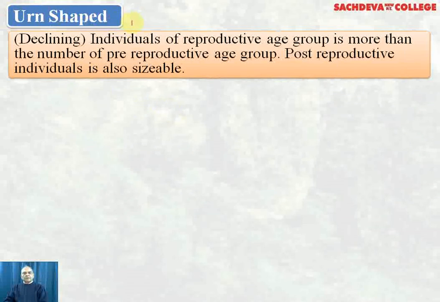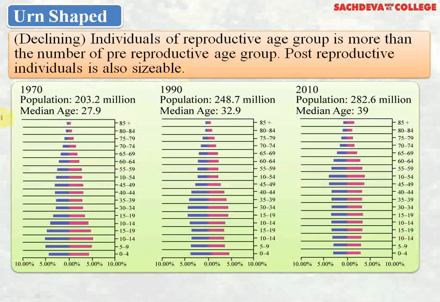Urn-shaped, declining. The number of individuals of the reproductive age group is more than the number of the pre-reproductive age group. Post-reproductive individuals are also considerably sizable. You can see 1970, 1990 and 2010.